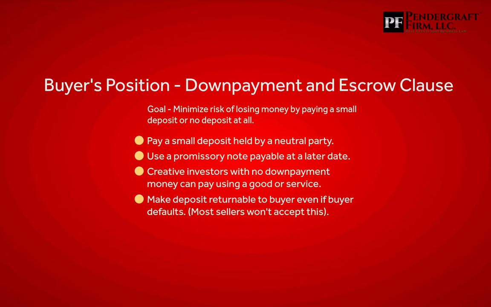Buyer's position on down payment and escrow clauses. Remember, the goal is to minimize your risk of losing money by paying a small deposit or no deposit at all. You can pay a small deposit that is held by a neutral party, as opposed to held by the seller, which increases your chances of getting it back. You can use a promissory note that is payable at a later date instead of putting money down. Or, if you don't have any money, you can pay using a good or a service. Or you could pay with a deposit and make the deposit returnable to you even if you default, though most sellers won't accept that position.